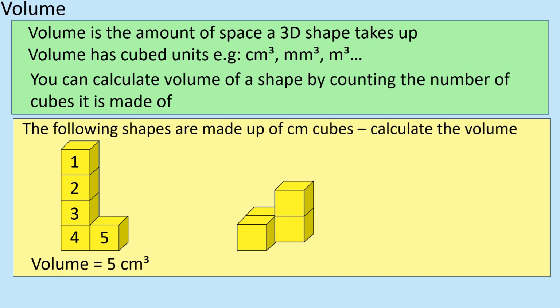This one, again, you're looking at the number of cubes, so you're trying to think about how many you can see. So you've got 1, 2, 3, and of course the one around the back is 4.